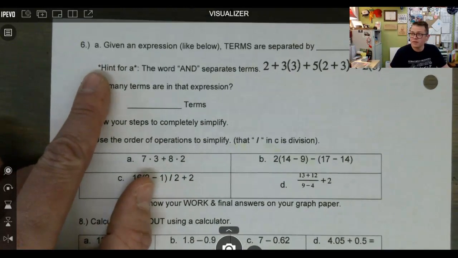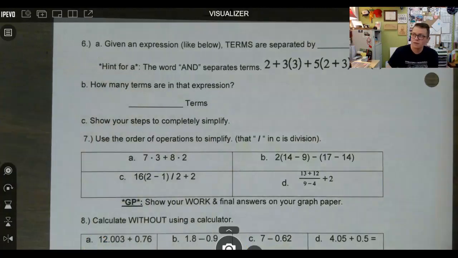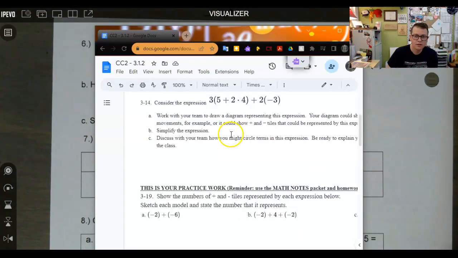Man, I had it written on the board. I think it was homework 3.1.2. I'm going to see if I can find that real fast. Good organization is key. Got it.